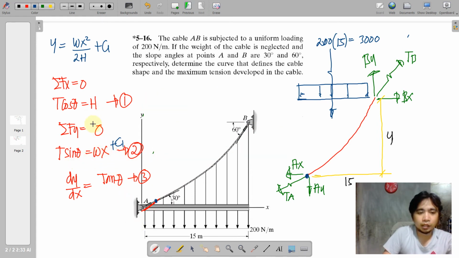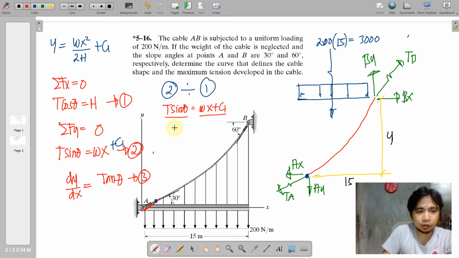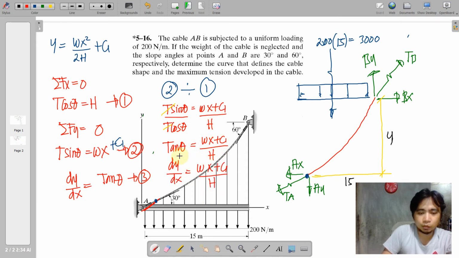So now this will be our basis. Of course we need to involve this equation 3. So involving equation 3, we need to divide 2 divided by 1. So we have this equation 2 divided by equation 1. Okay, so that t is cancelled. Sine over cosine becomes tangent. And this is just remained. We replace tangent by dy over dx.